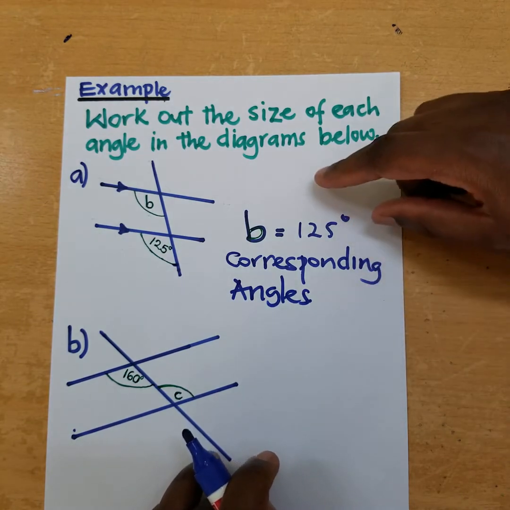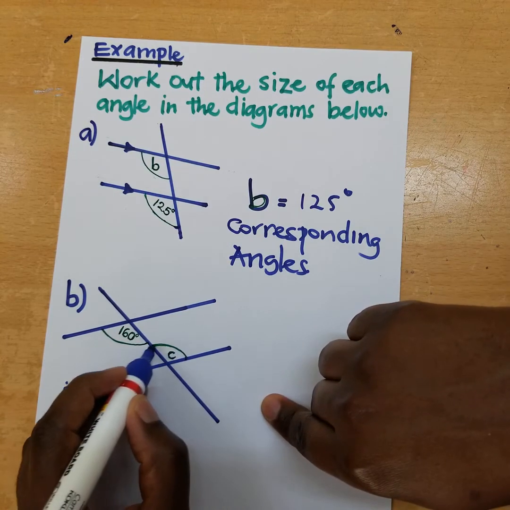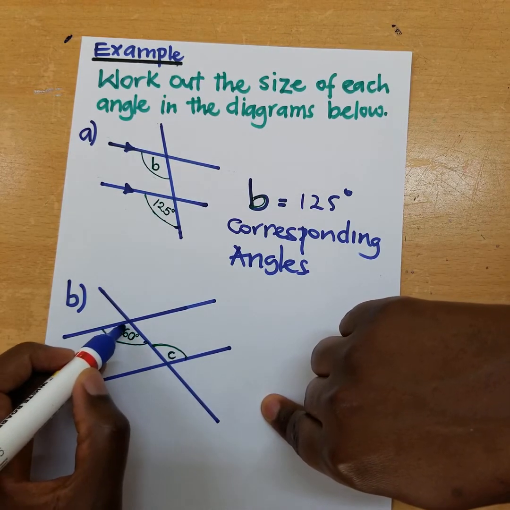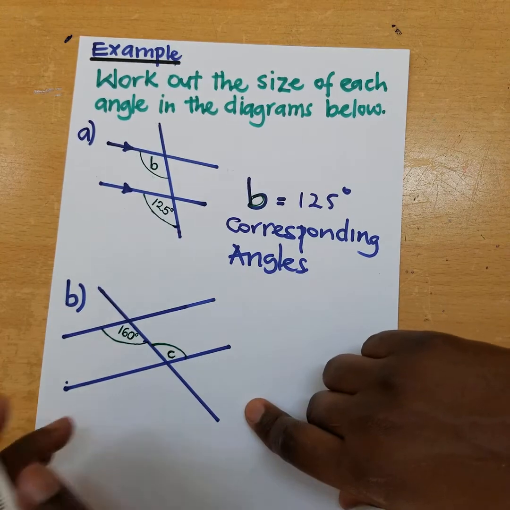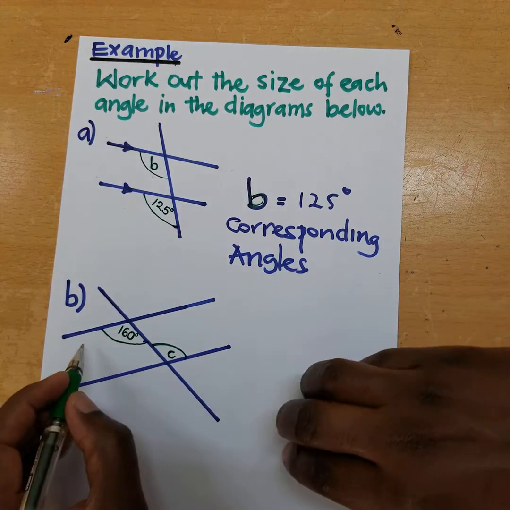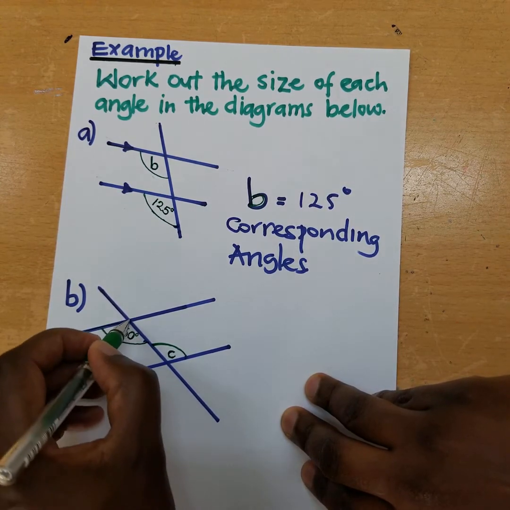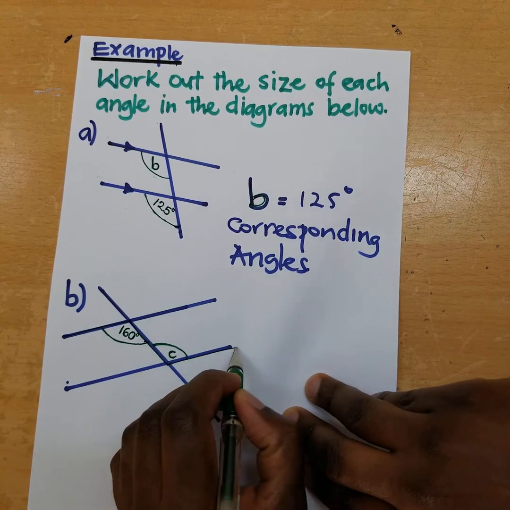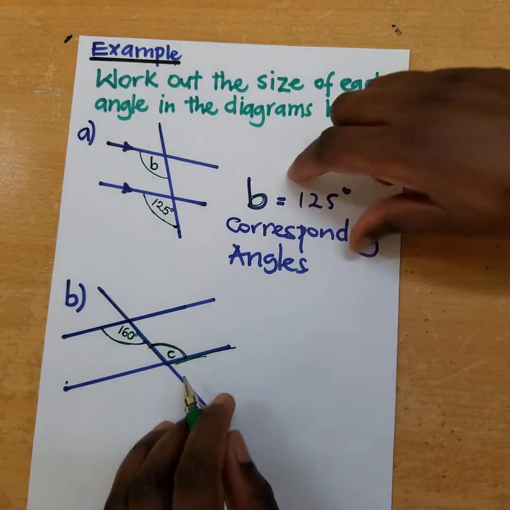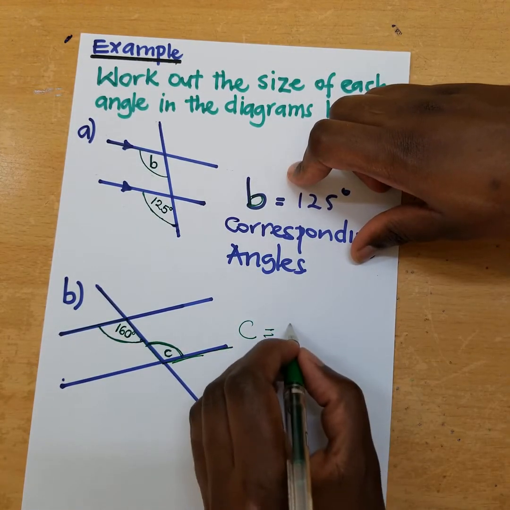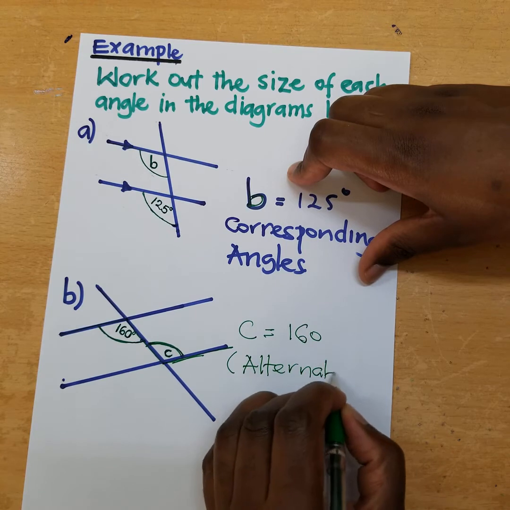Okay, what about C? This angle here is C, and another angle here is 160 degrees. What angle will C be? Remember what we said, if the angles form a Z shape, look at this. If I move like this, like this, like this, it's forming a Z shape here. So it means C would equal 160 because they are alternate angles.